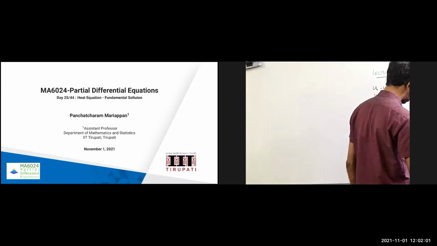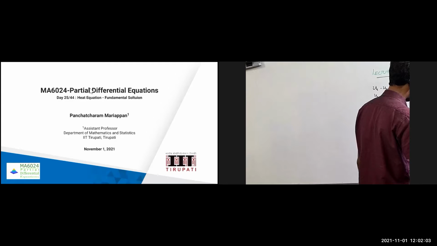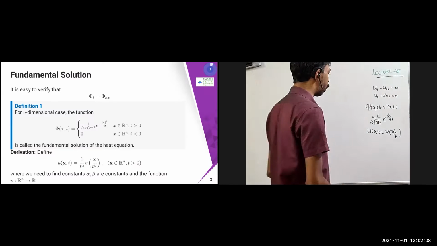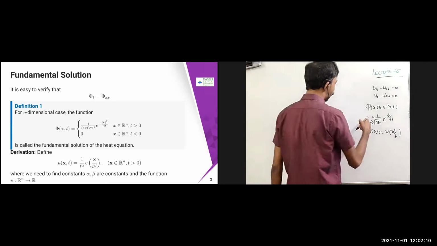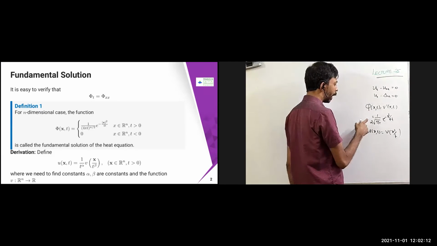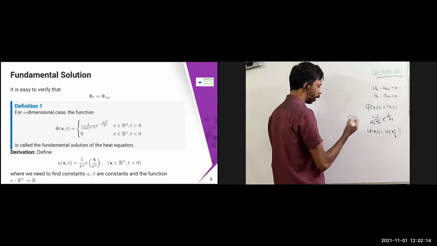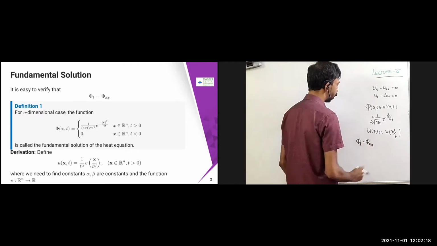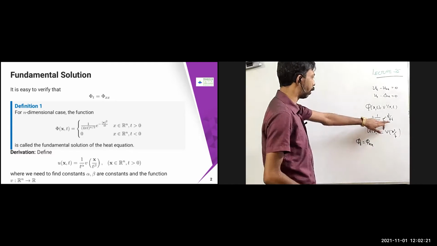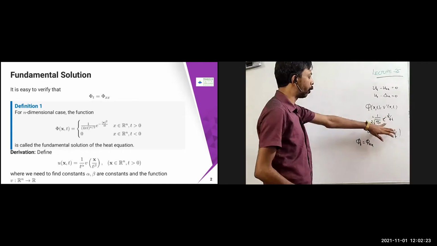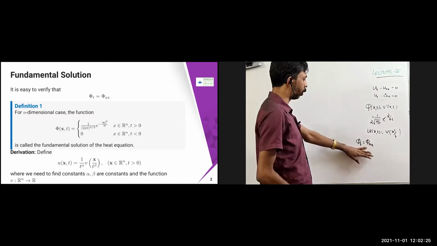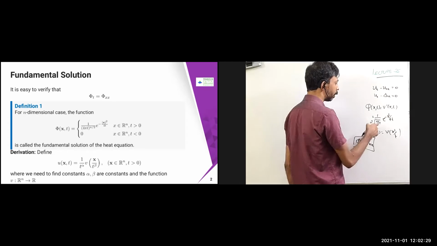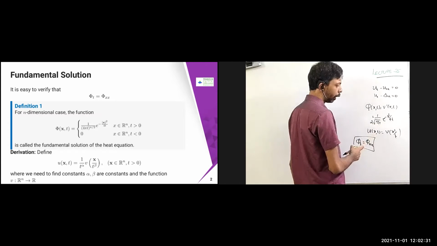So that's what we are going to do in this class, and then some extension of that idea. We discussed this phi of x comma t in the last class. You can simply verify this one. Phi t, you can check that, and phi t is going to have some term. You do the same thing for phi x, and we are going to get that. Therefore, since phi t equals phi x, this is going to be the solution for our heat equation.